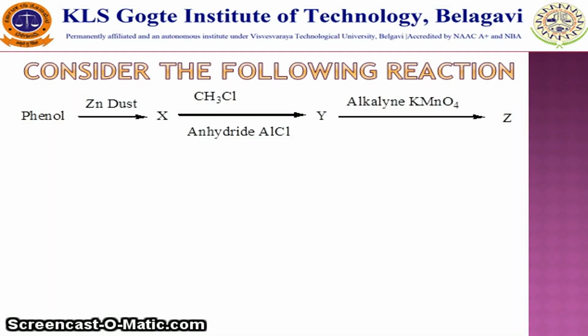exams. We'll start with the first one. Consider the following reaction. Here we have a phenol which reacts with zinc dust and gives rise to the X molecule. The product is X. Again, this X reacts with CHCl3, chloroform, and anhydrous AlCl3. This gives rise to one more product, that is Y. Y again reacts with alkaline KMnO4 and gives rise to Z. Now, the question is, what is Z?